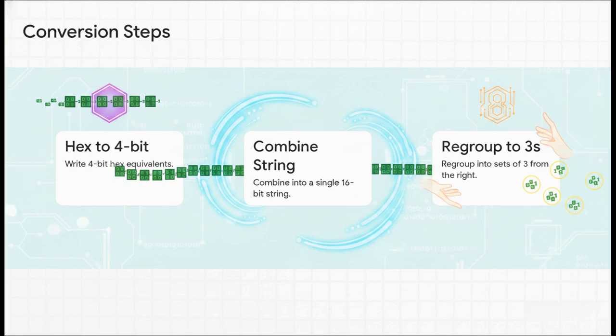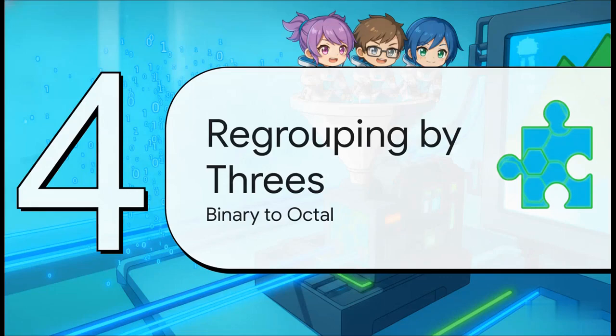Now, to make that final magical transformation into base 8, we've got to execute step 3. We need to regroup this massive string into new sets. Since octal is 2 to the power of 3, we need sets of exactly 3 bits. But, and this is absolutely crucial, we absolutely must start regrouping from the right side and move to the left. Don't forget that.